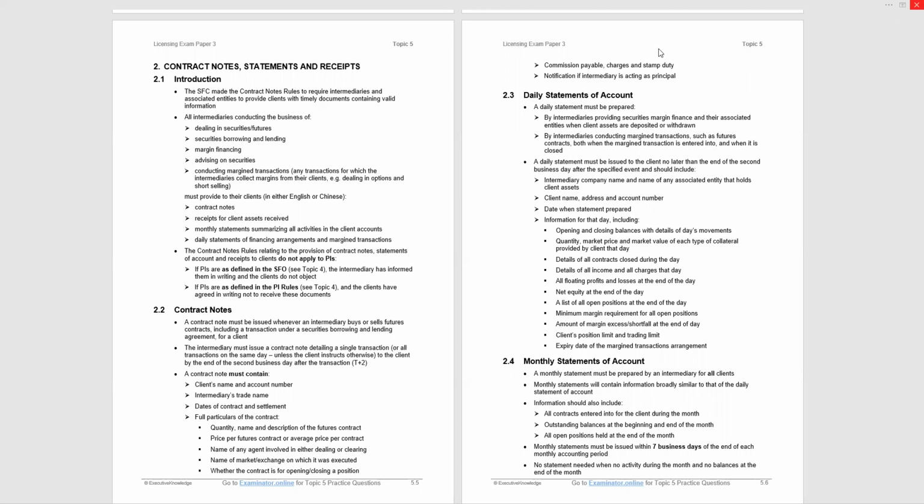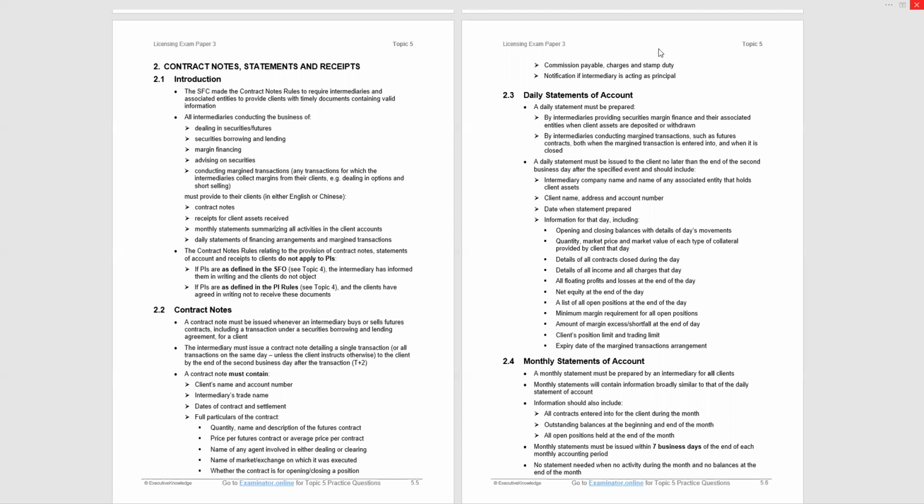This must be prepared for all clients. It will contain information broadly similar to that of the daily statement, but it should also include details of all contracts entered into for the client during the month, outstanding balance at the beginning and the end of the month, and all open positions held at the end of the month. As we've seen earlier, the monthly statement must be issued within 7 business days. Daily statement, 2 business days. Monthly statement, 7 business days.